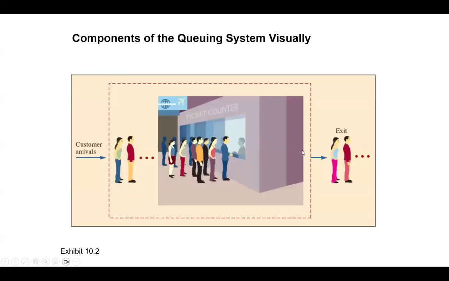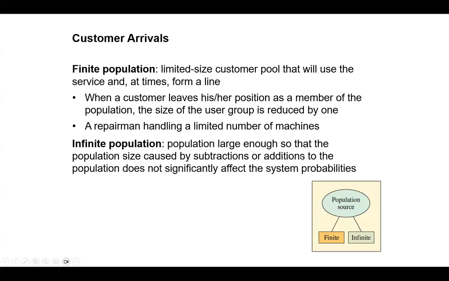Briefly speaking, this is all the things we focus on: when customers arrive, when they are served, and when they exit. When we talk about arrivals, we will focus on the five factors here. The first is the population, and we have two different types of population.